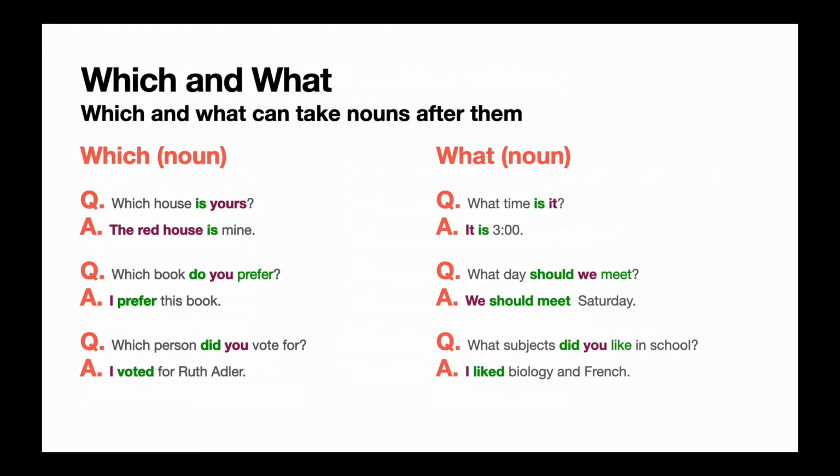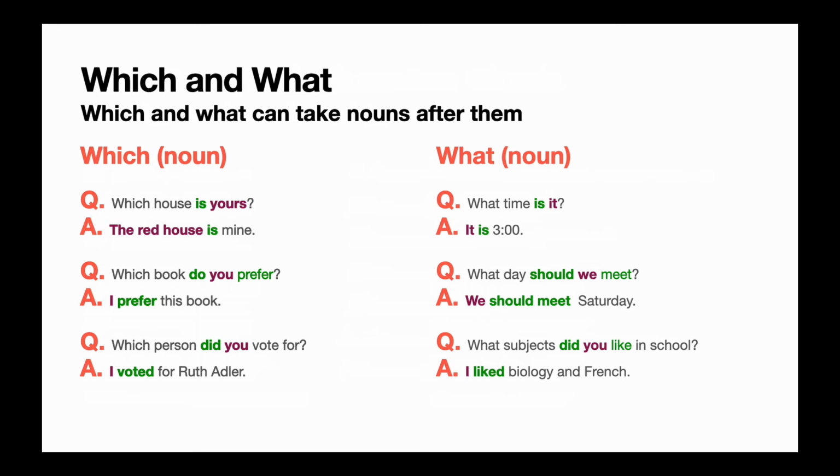Next, we'll talk about how to make questions using which and what. Which and what can be question words by themselves, or you can put nouns after them. Now, which and what are very similar question words. We can use which and what if we're asking someone to choose between several options, several choices.